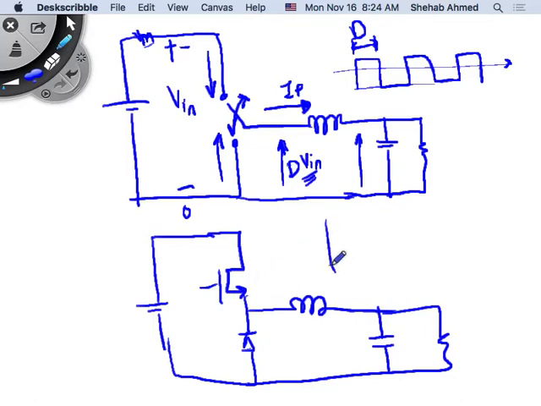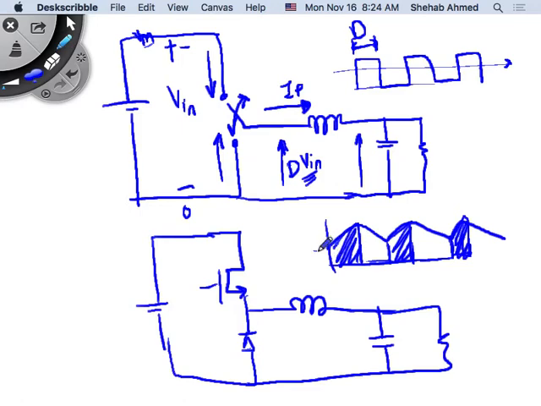Okay, the current in the switch will look like this. This is the inductor current. This can be the switch current, for example, right? For example, its average value will depend on what? You said it. Exactly, right?